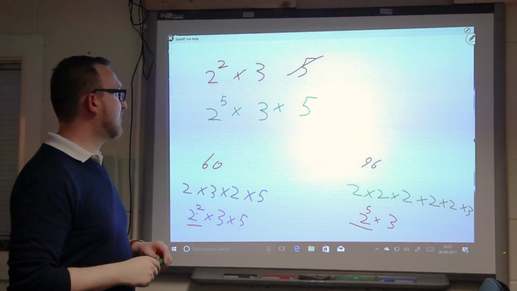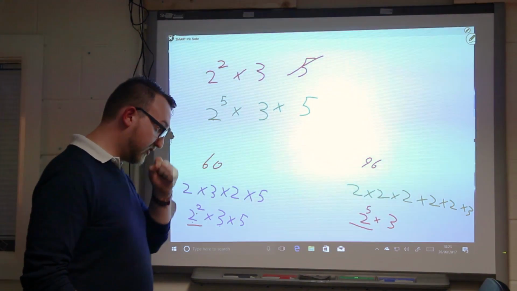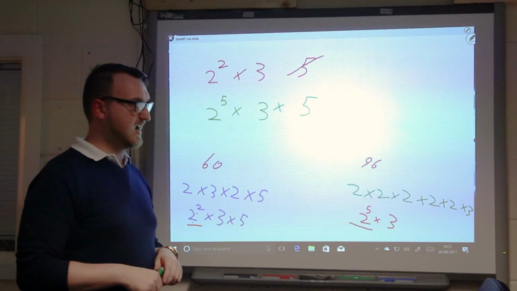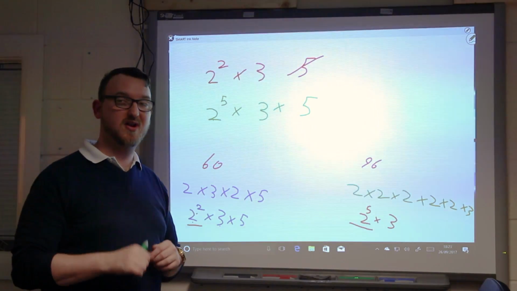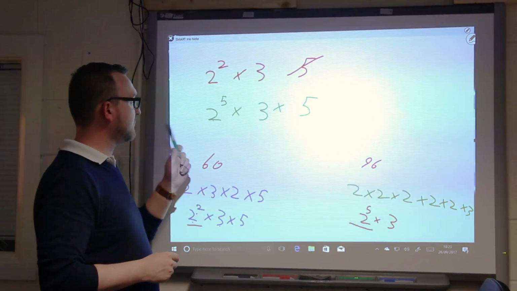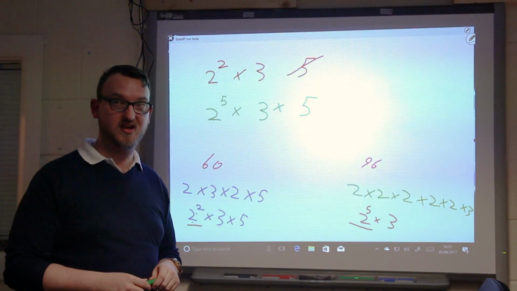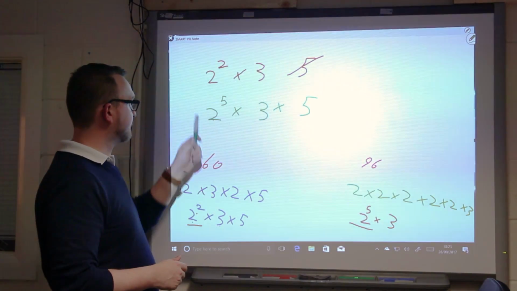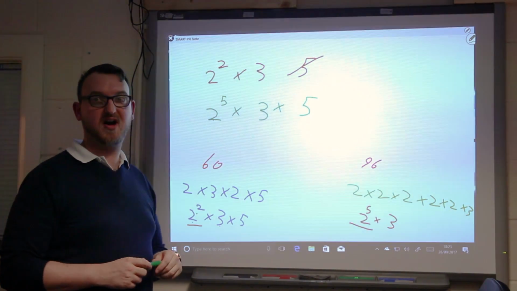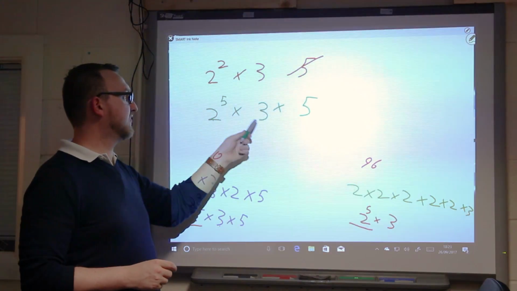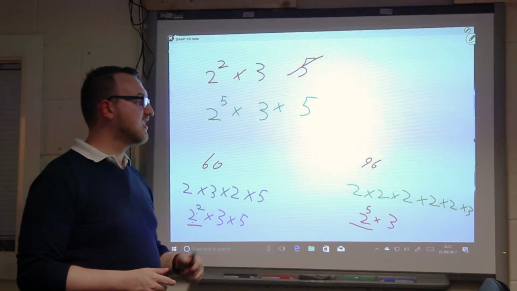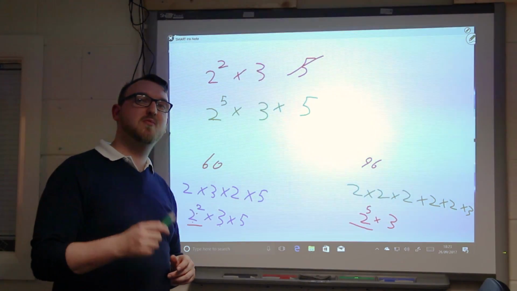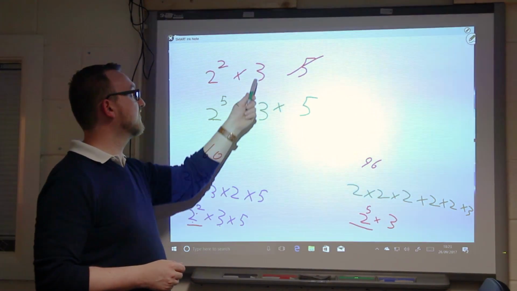Now, if we do 2 to the power of 5 times 3 times 5, we will find the lowest common multiple. I don't expect you to work it out, or rather I would in the exam, but I'm going to save you that pain now and tell you that that is 460. But the way that you would work that out, do your 2 to the power of 5, then times that by 3, and then times that by 5, and you're going to get the answer. That is how you work out your lowest common multiple and your highest common factor.